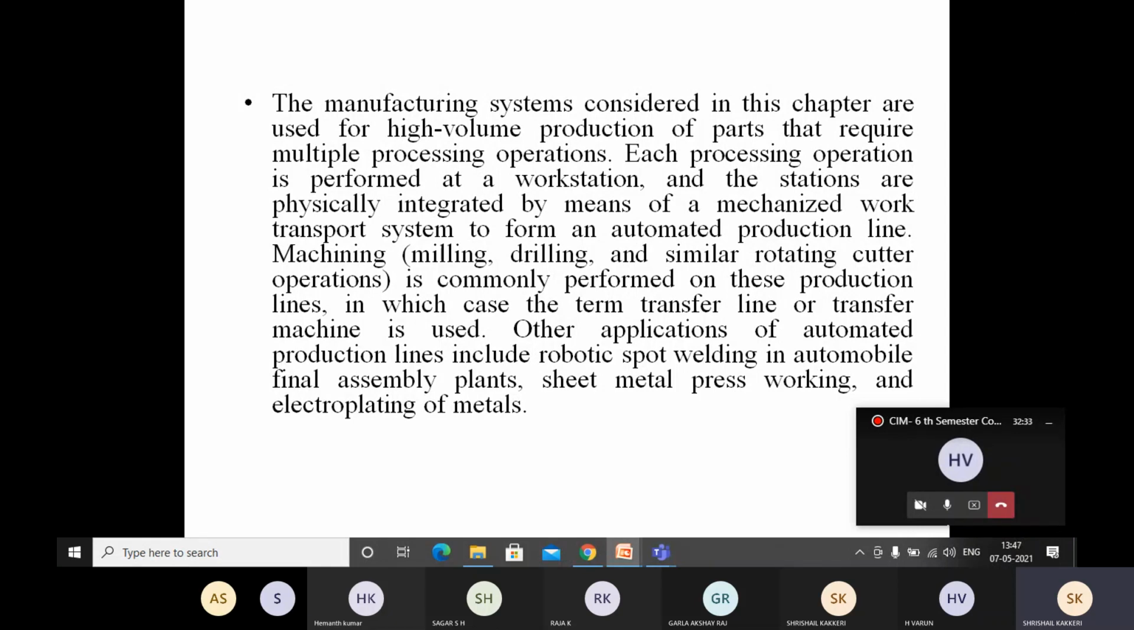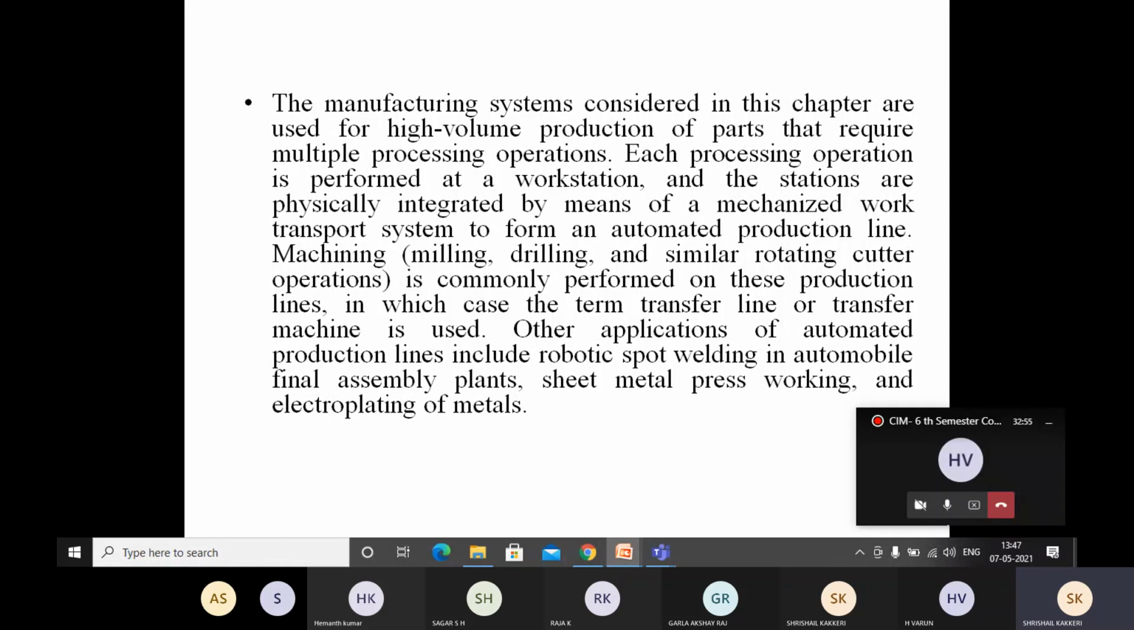In some of the processing industries, like material coating, painting, and some other industries, like galvanizing, will be done on the part. There also we can go for automation. Electroplating, these are the examples. So I hope you understood.